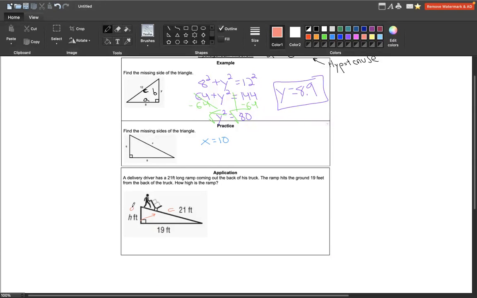So let's just call this our A. Let's call this our B. Let's go ahead and put that into our formula. That would be A, which they're calling H. So H squared plus B squared, which would be 19 squared, equals C squared, which is 21 squared. Okay, I can simplify this. I can figure out what 19 squared is and what 21 squared is.